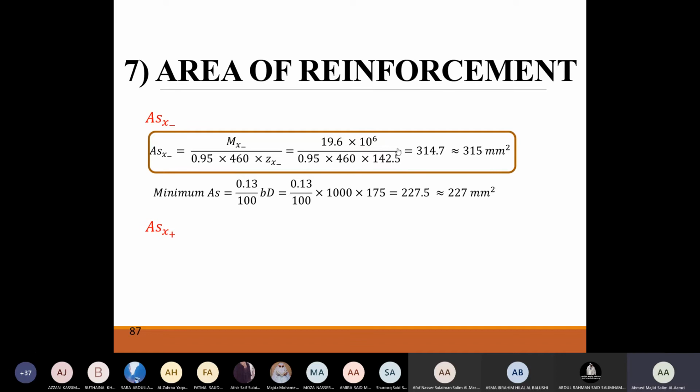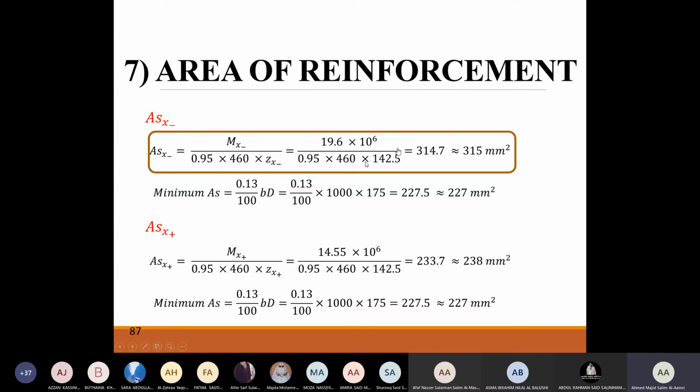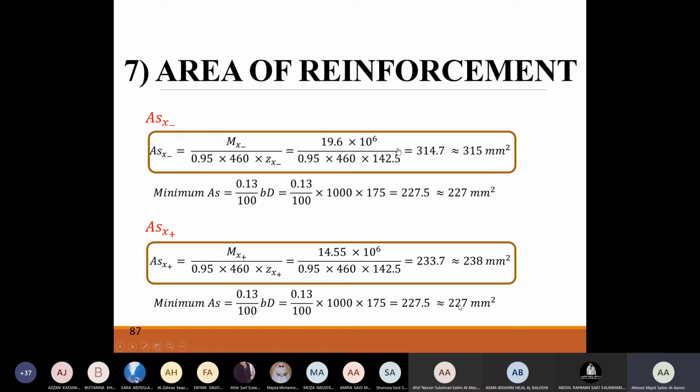And then we have done the same for Asx positive. We calculated As. Minimum As will never change for Asx or Asy. It's going to be the same because we are using D capital, we are not using d small. d small can have x and y, D capital is only one. So once again, 238, 227. We are going to use 238.